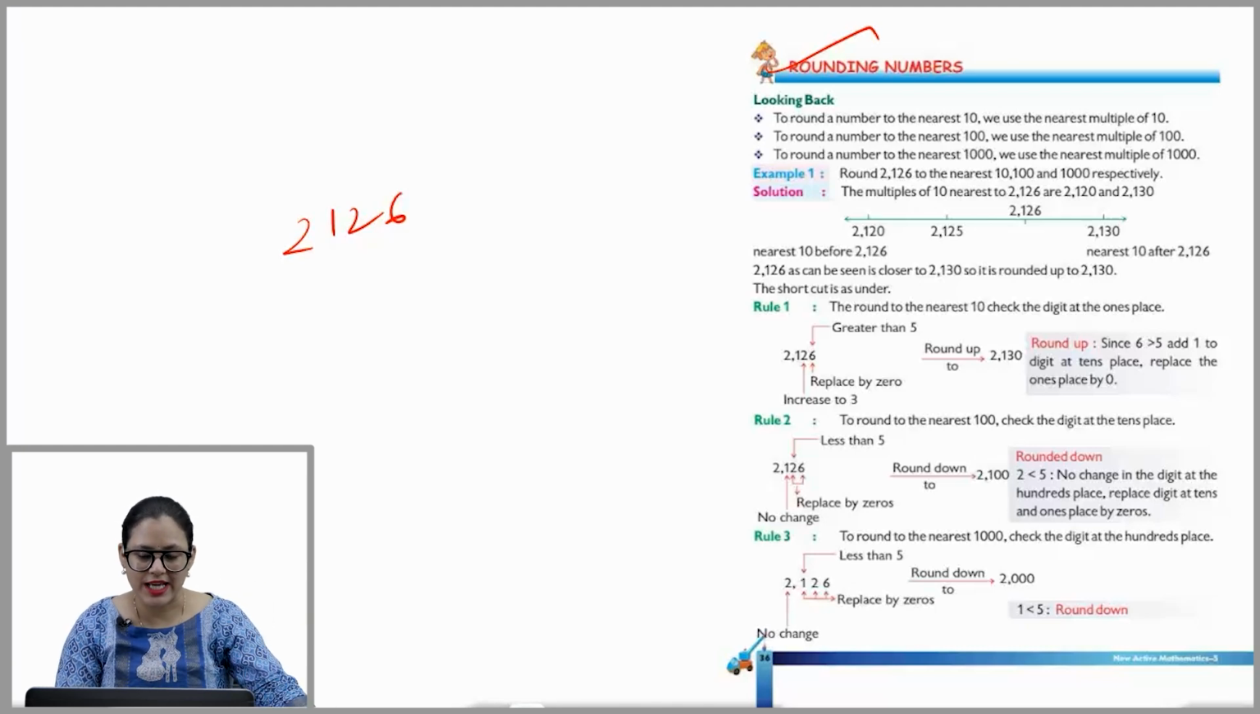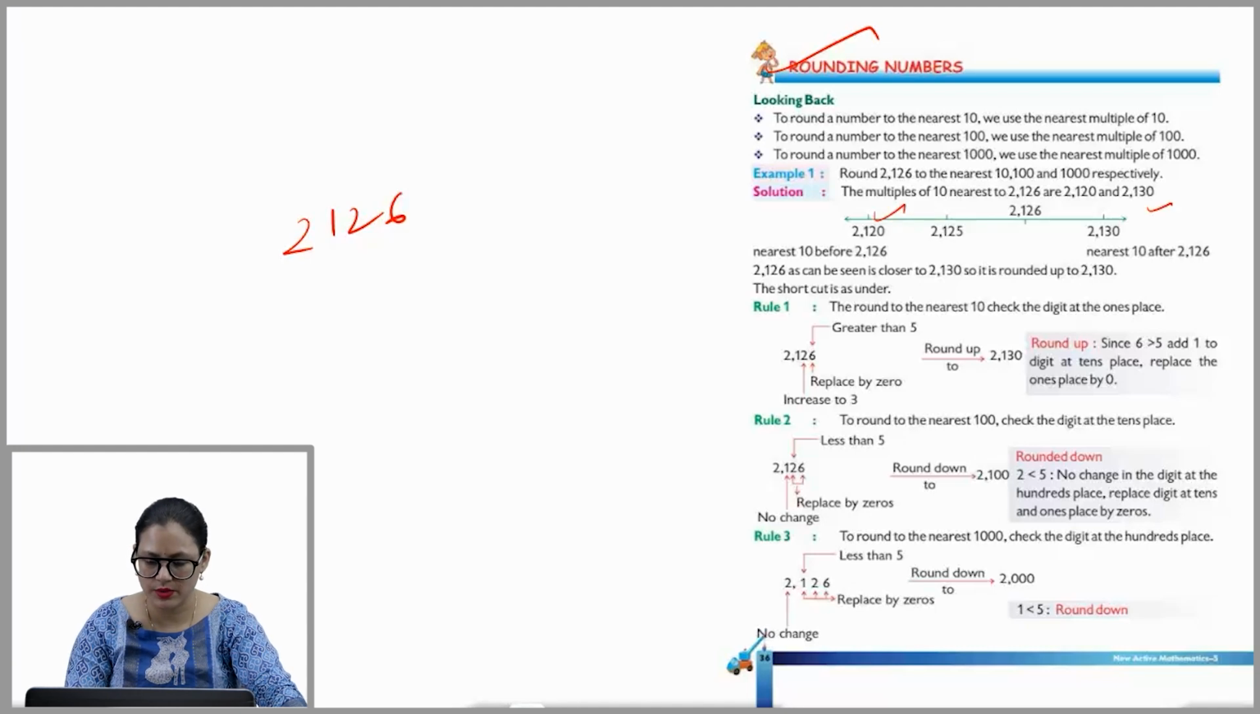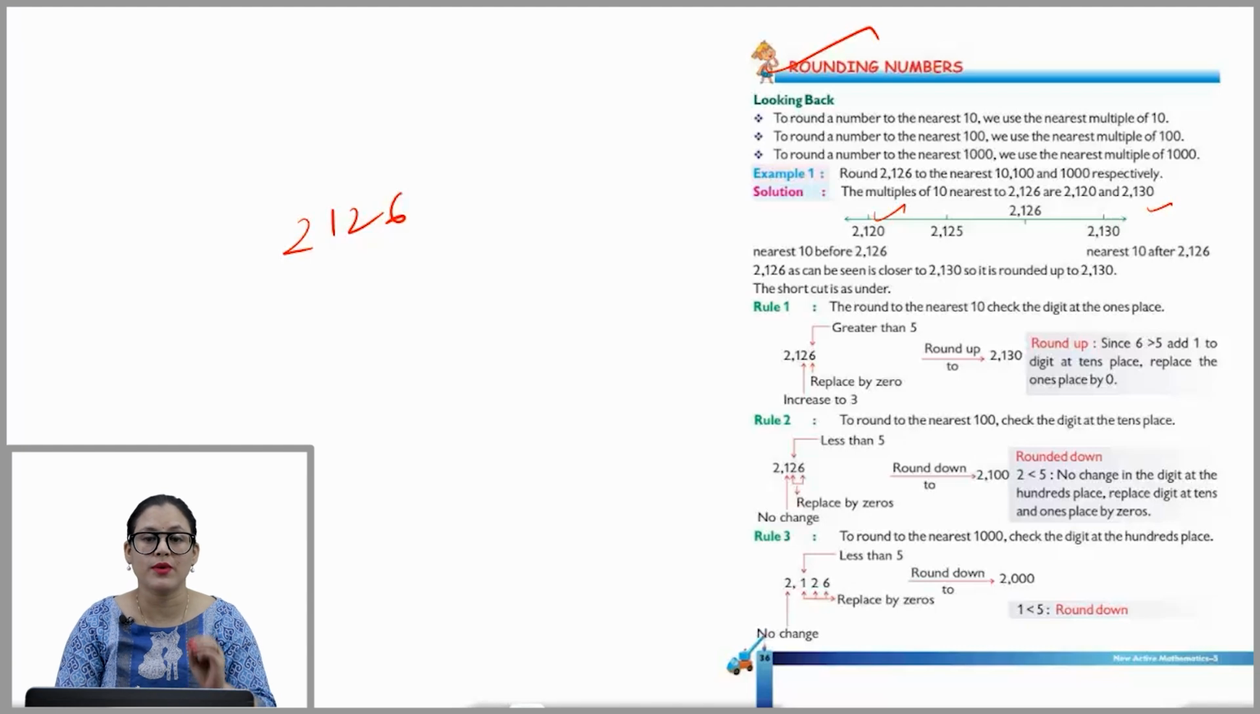200, 120 and 200, 130. Okay, so the nearest 10 before 2126 is which one? This one or this one? Obviously this one. 2126 can be seen as closer to 2130, so it is rounded up to 2130.